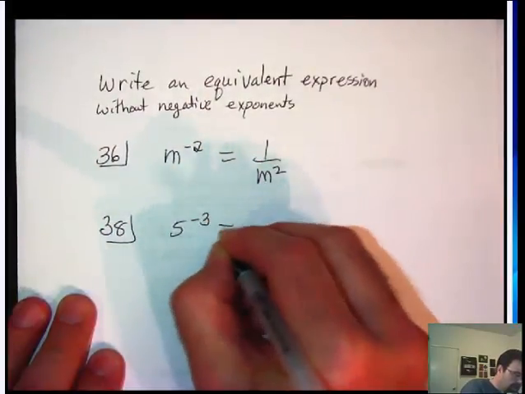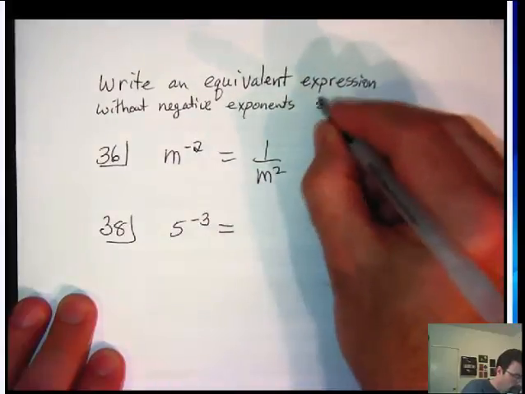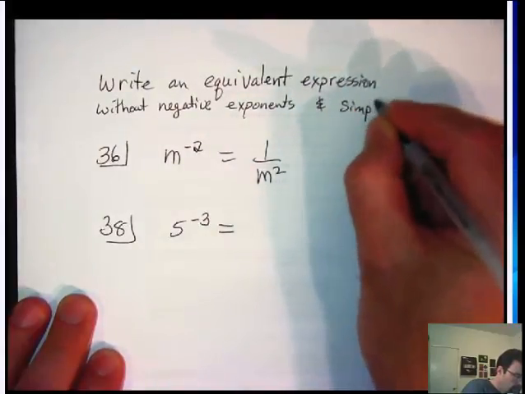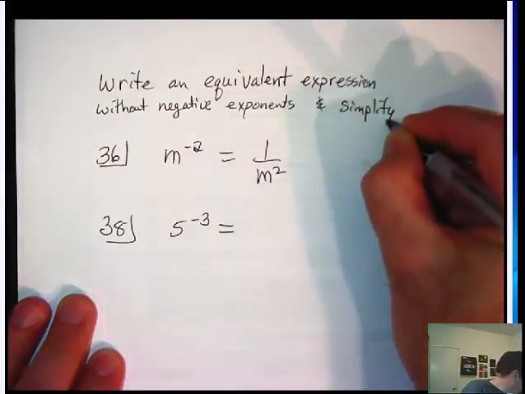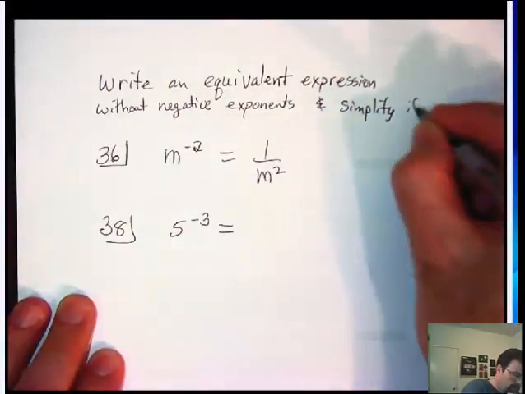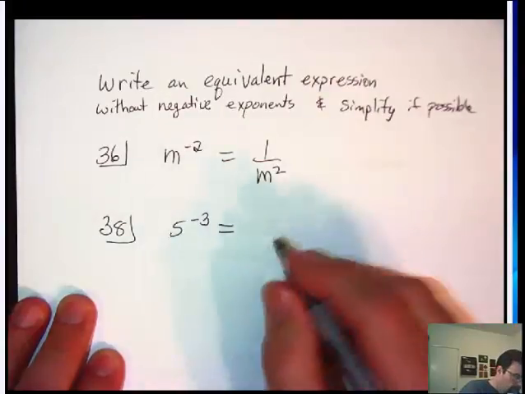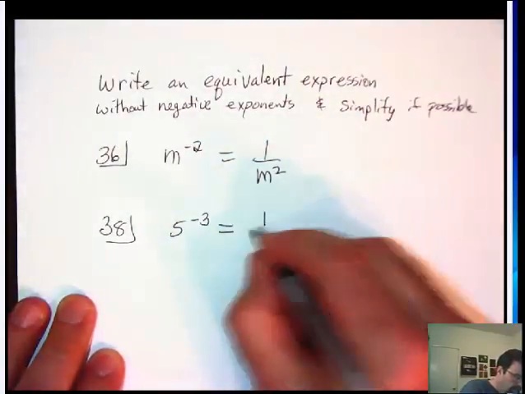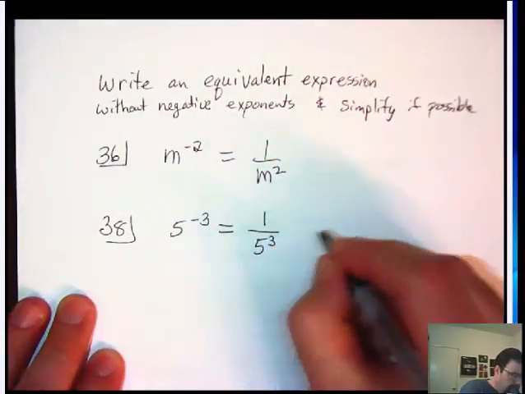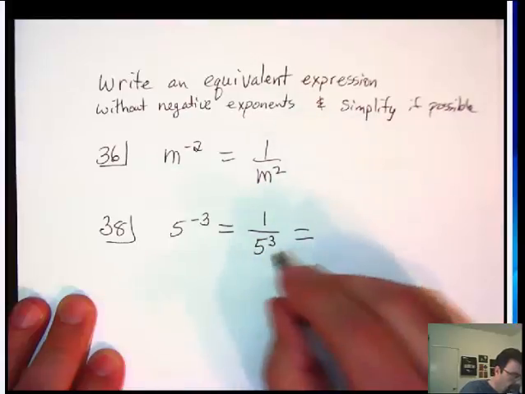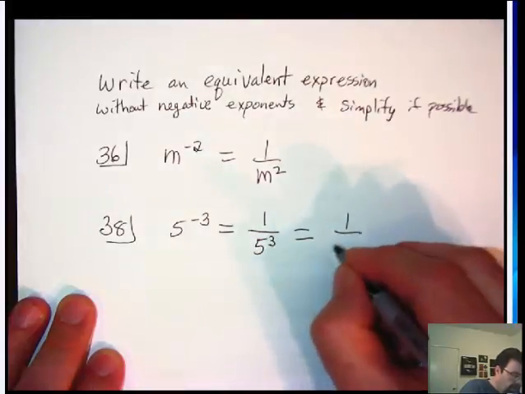38, 5 to the -3. Okay. So the negative exponent is reciprocal, doesn't change the sign. And then 5 times 5 times 5, that one we can simplify. It's 125.